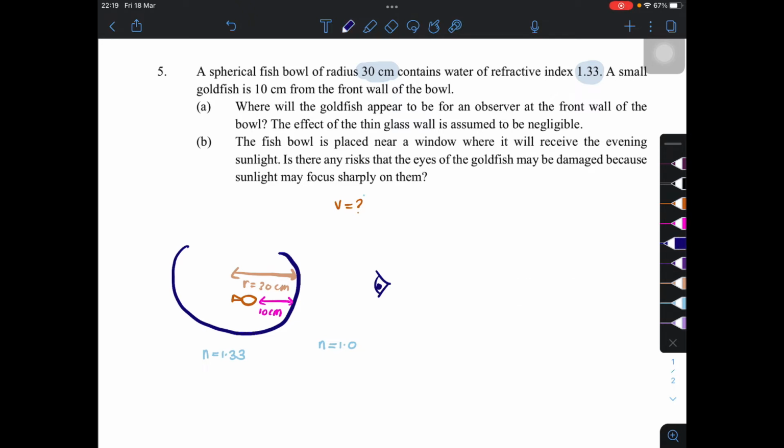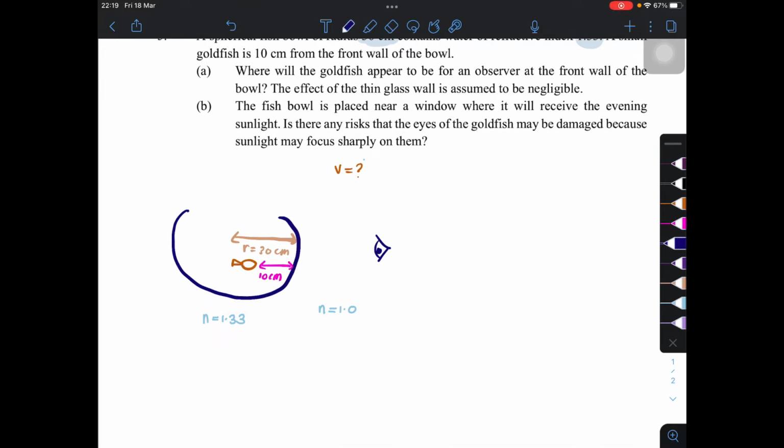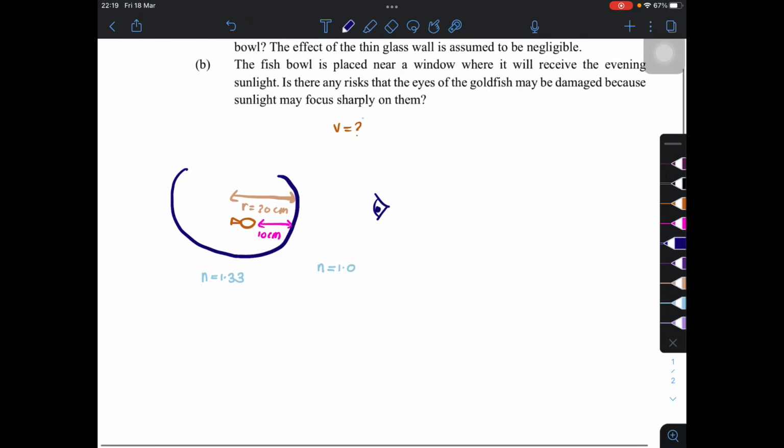Okay, so right now, the situation here actually is the refraction of light. Dia adalah pembiasan cahaya. Macam mana kita tahu dia adalah pembiasan cahaya? Because we have two different medium. Kita ada water and kita ada air. We have two different medium. So, keluarkan formula untuk pembiasan cahaya, N1 divided by U plus N2 divided by V equal to N2 minus N1 divided by R.